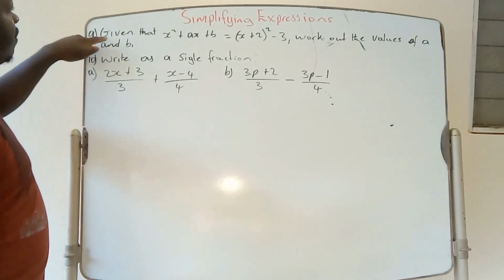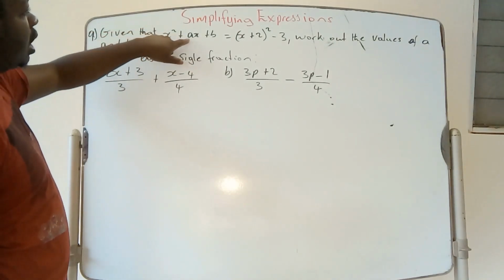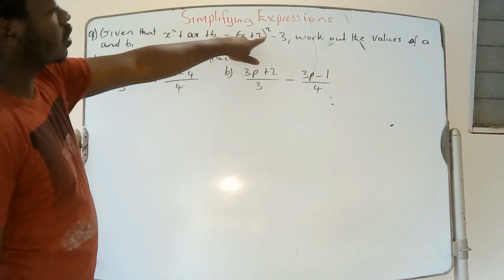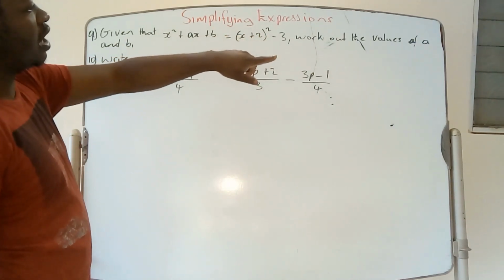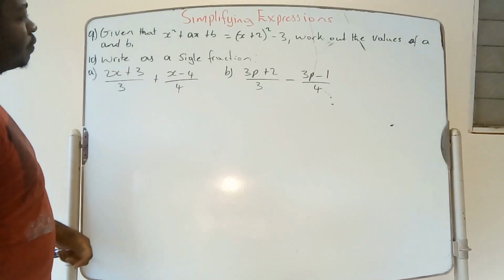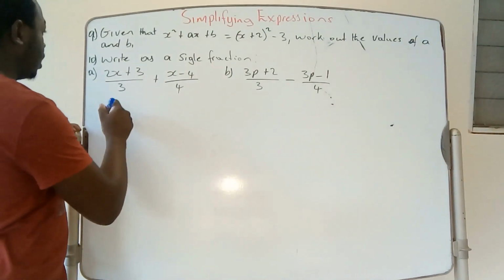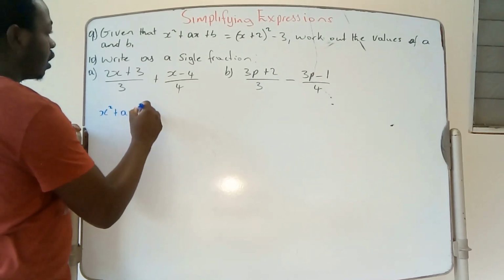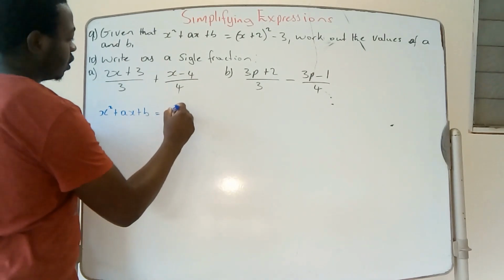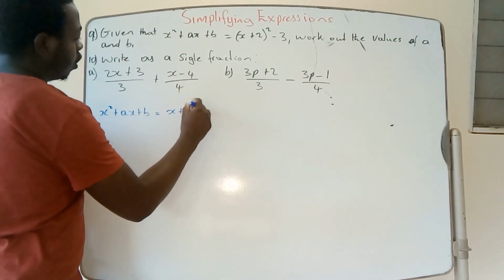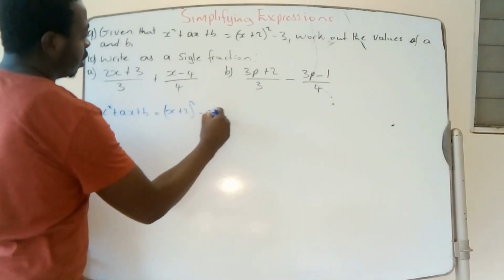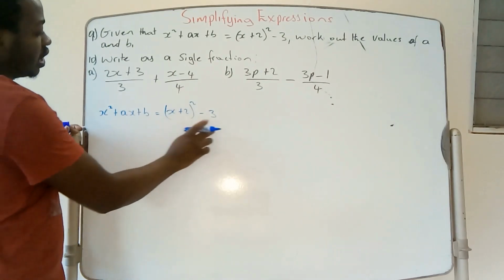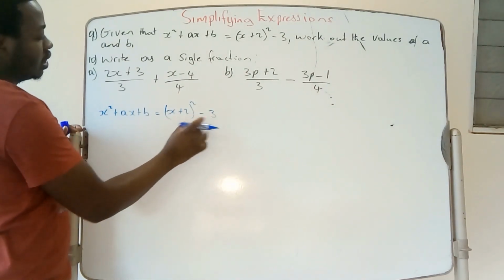Question number 9. Given that x squared plus ax plus b is equal to x plus 2 all squared minus 3, work out the values of a and b. So we know that x squared plus ax plus b is equal to x plus 2 all squared minus 3. And they want us to find the values of a and b. So what you're going to do is focus on this side. What you can do is expand this side.